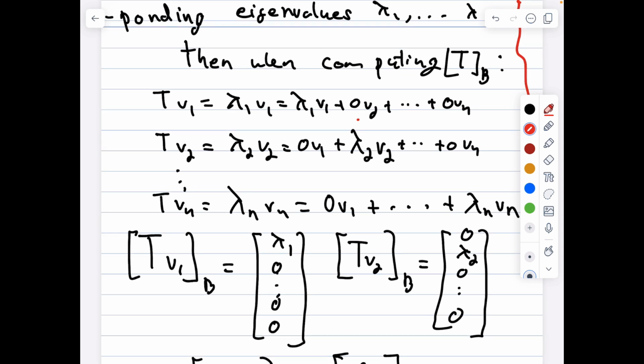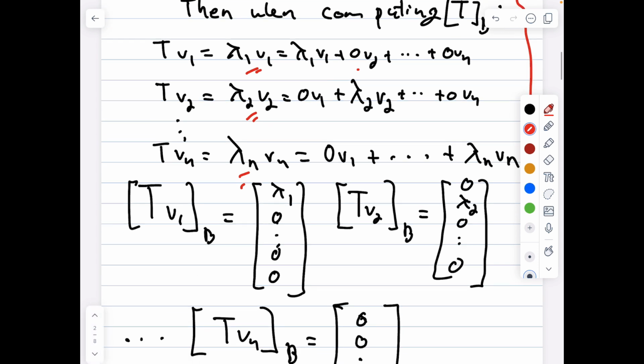And I'm going to write the results out as a linear combination of each of the vectors in B. So lambda 1 v1 equals lambda 1 v1 plus 0 v2 plus 0 vn. Lambda 2 v2 equals 0 v1 plus lambda 2 v2 plus 0 vn, and so on. Same thing for lambda n vn. Now, why am I stressing this? You might say, that makes complete sense, but it seems so trivial.